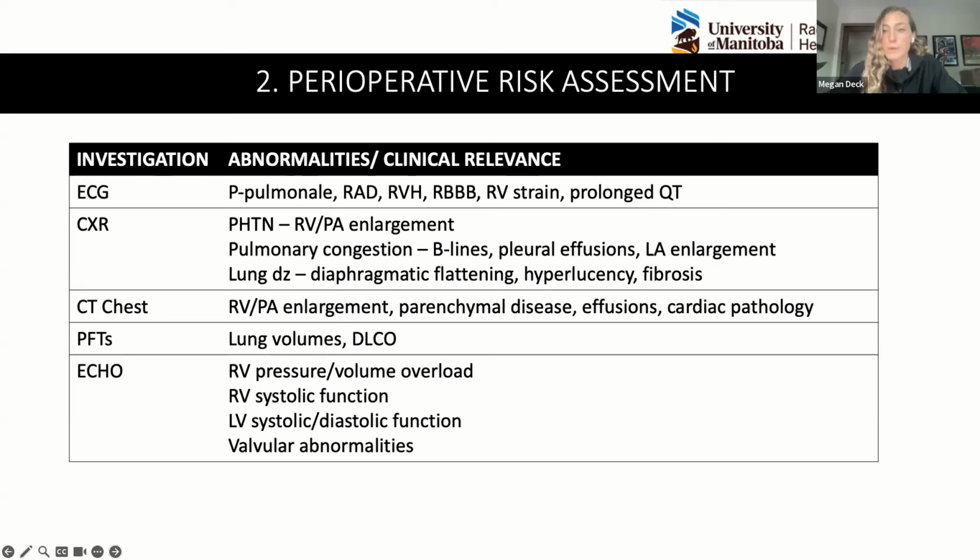Lastly, and probably what we're most concerned about, is the echo. This provides comprehensive information on right and left heart morphology, RV and LV function, as well as valvular abnormalities, and gives us estimates of hemodynamic parameters. Of note, echo is a valuable tool to detect the cause of pulmonary hypertension. However, we need to recall that echo alone is insufficient to confirm the diagnosis, which requires a right heart catheterization.